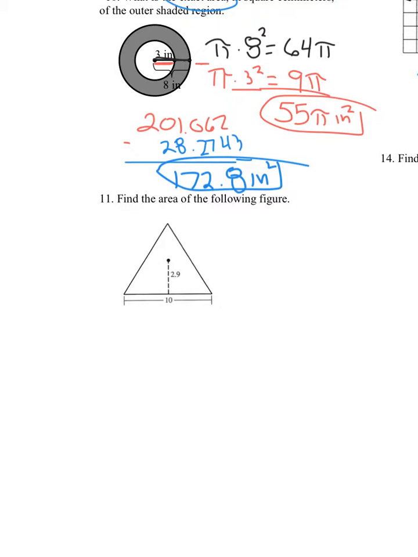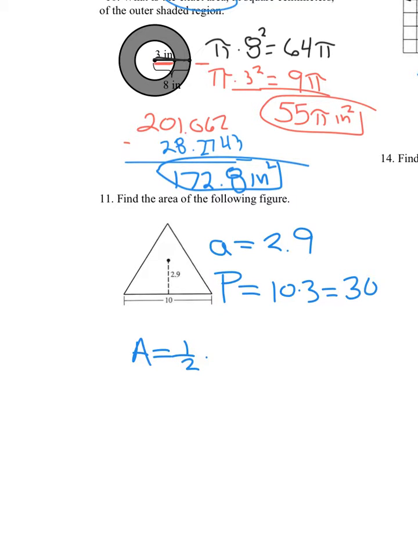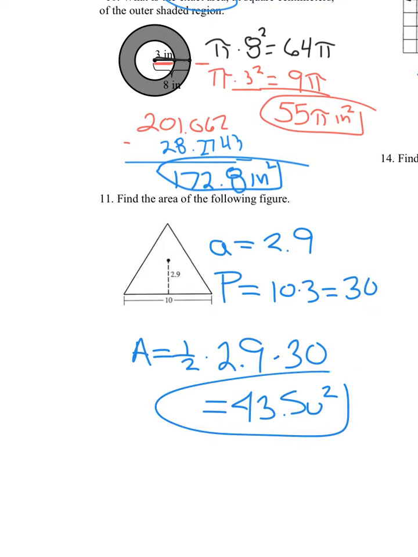So triangle here, regular polygon, because you have the apothem, 2.9. If the bottom is 10, that's 10 times 3, which is 30. So area is 1/2 times apothem times perimeter. Pen's messing up, sorry. And 0.5 times 2.9 times 30 is 43.5. Again, no units.